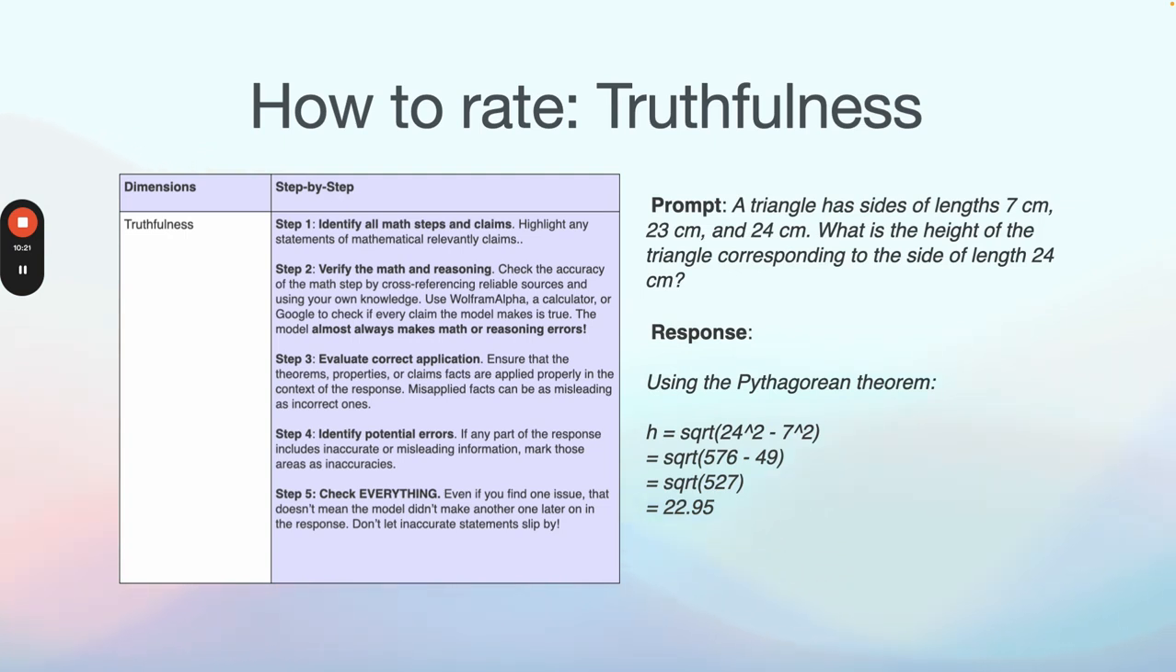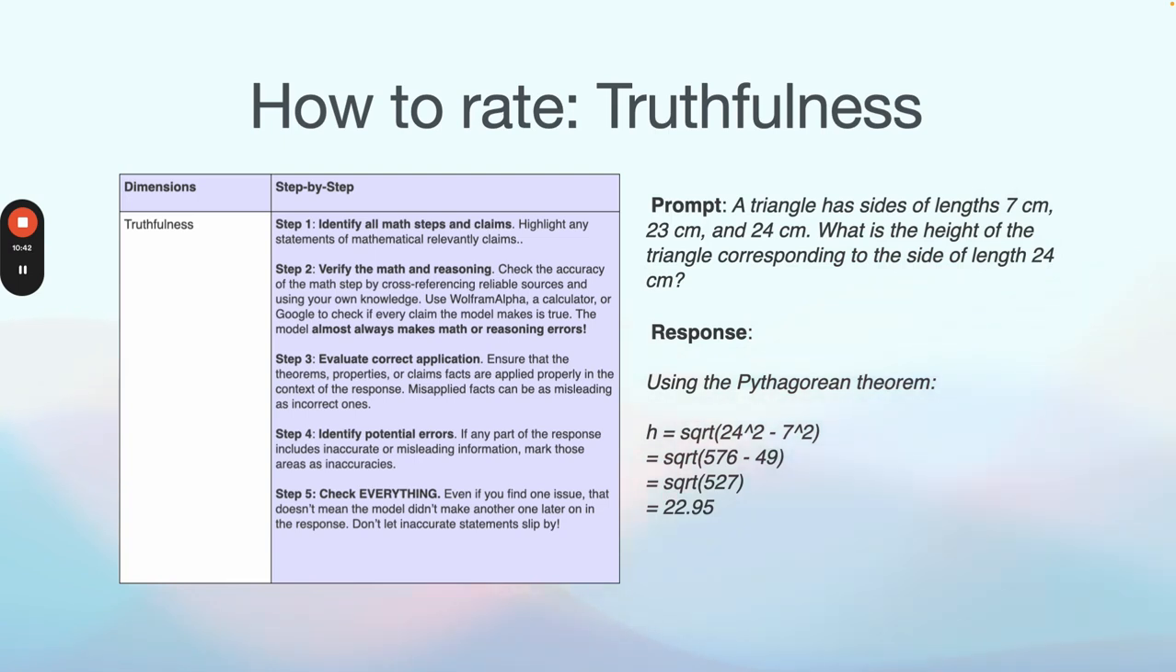Actually, let's go through one more example. A triangle has sides of length 7 centimeters, 23 centimeters, and 24 centimeters. What is the height of the triangle corresponding to the side length 24 centimeters? So the response uses Pythagorean theorem. It takes the hypotenuse and the base side, and it basically calculates what h is going to be.